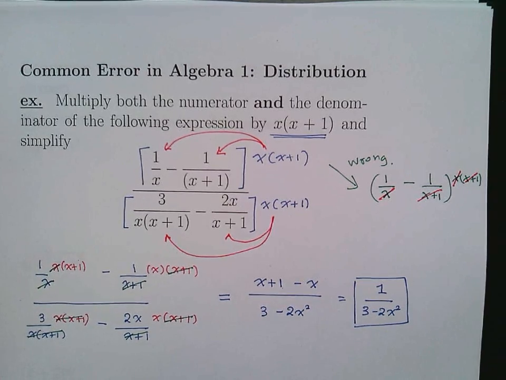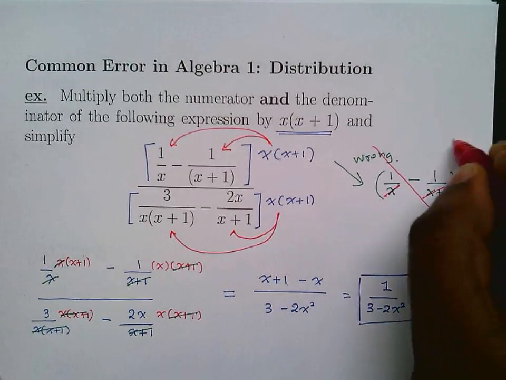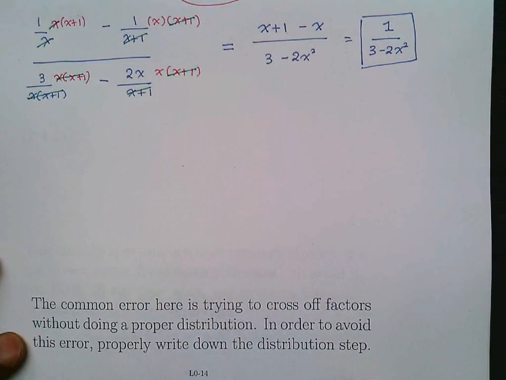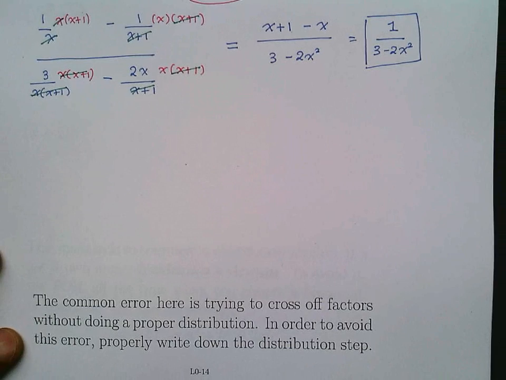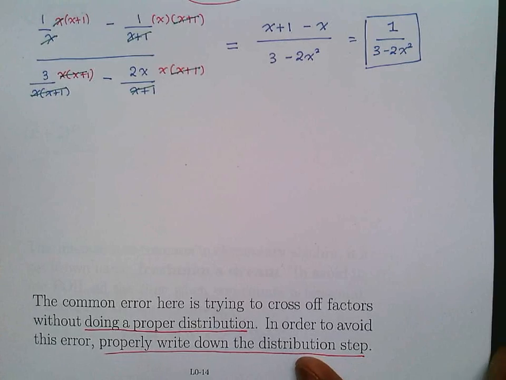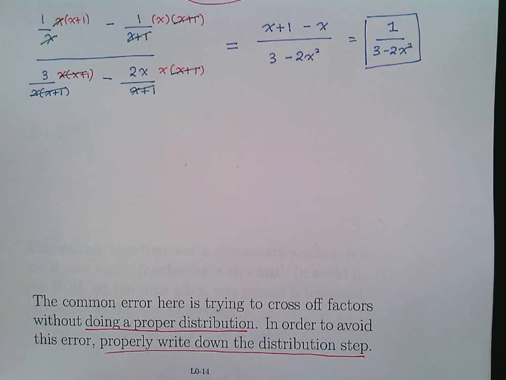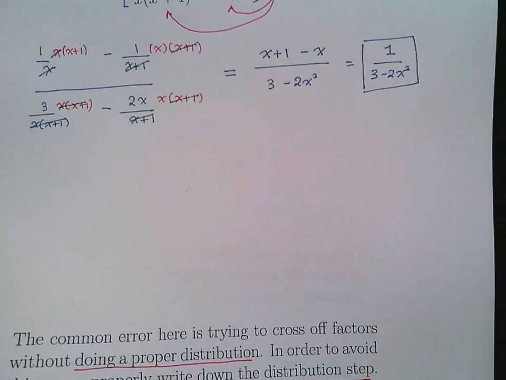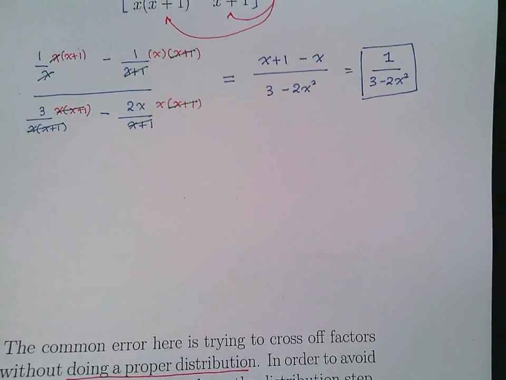Okay, so make sure you do the distribution step. The common error here is trying to cross off factors without doing a proper distribution. So doing the proper distribution is key here. Properly write down the distribution step, and you might find this very useful in the future when you do a lot of questions, especially complex fractions and difference quotients.